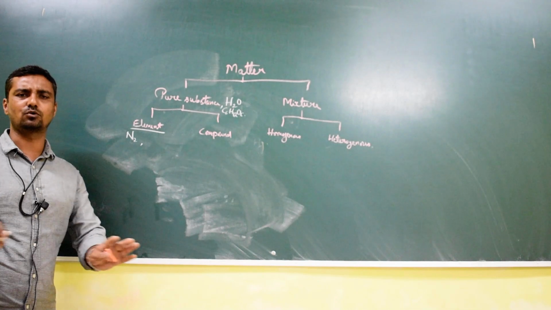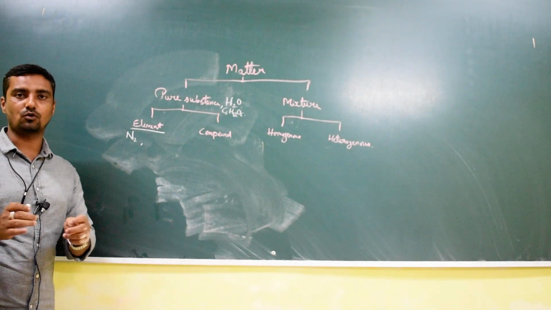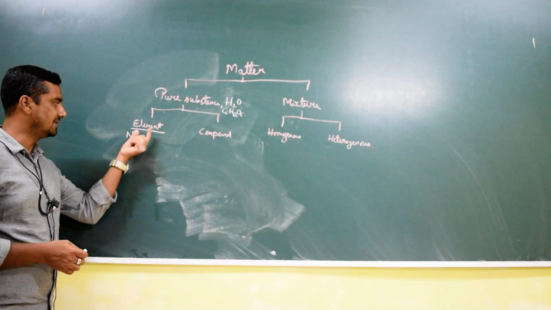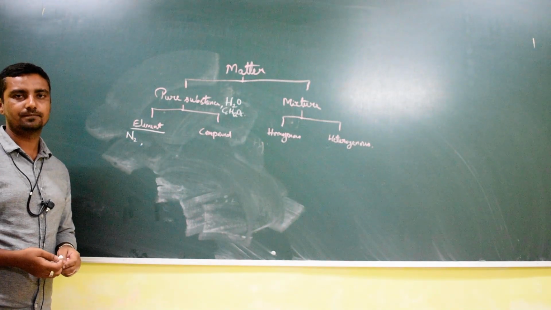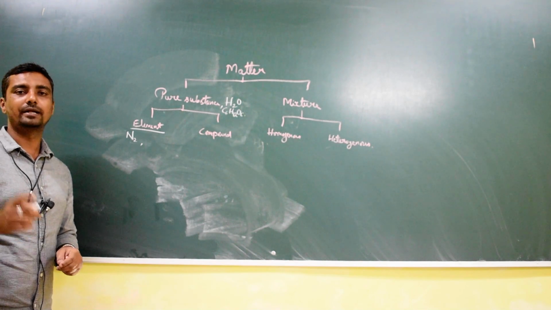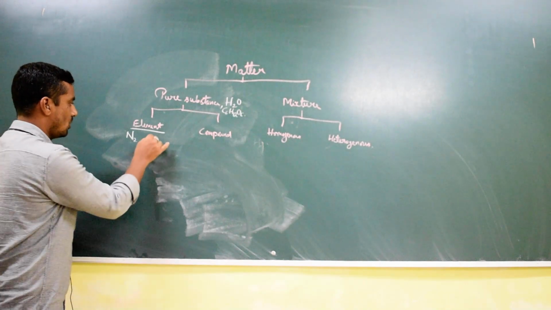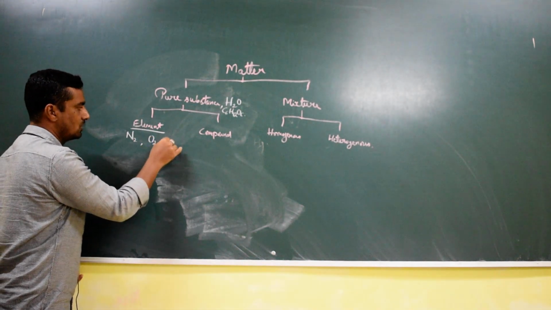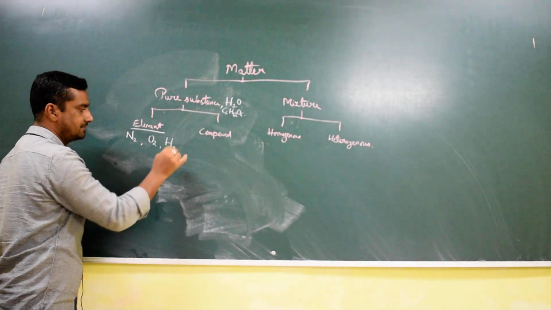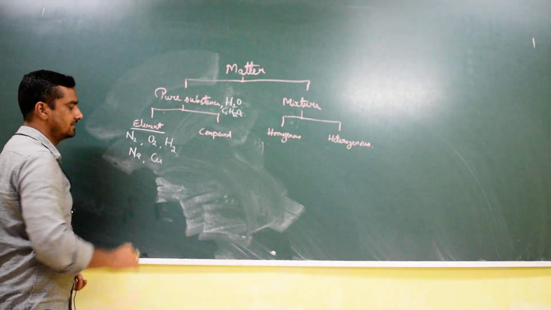It should be containing only nitrogen. So many nitrogen molecules, so many nitrogen atoms, they are called elements. Elements are made up of only one type of atom. Nitrogen is an element. Oxygen is an element. Hydrogen is an element. Sodium is an element. Copper is an element.